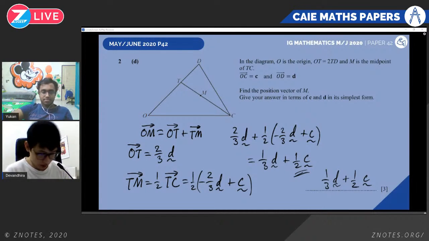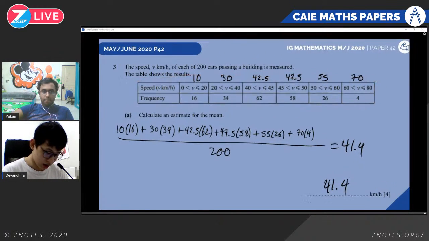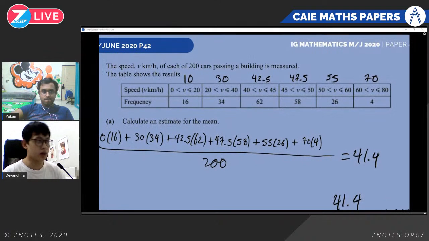Okay. Sorry. All right, thank you for that, Yugan. Let's move on to the next question. The speed v kilometers per hour of each of 200 cars passing a building is measured. The table shows the results. Here's the table, and you can see the speeds in terms of intervals and their respective frequencies. Let's say the speed between 0 and 20 has 16 cars, and the same for the others. Between 20 and 40, there are 34 cars. Agree, Yugan? Yep.